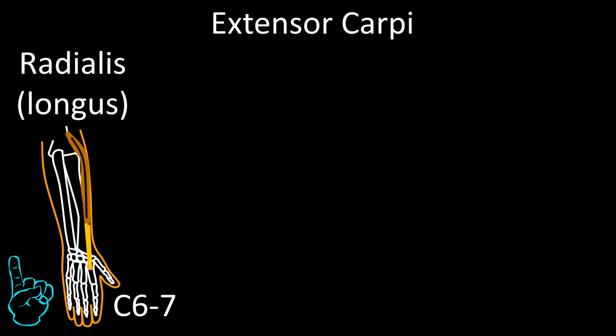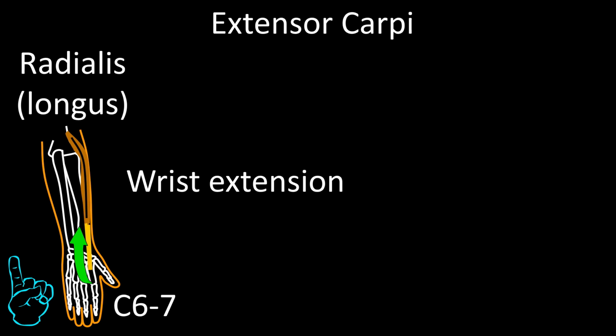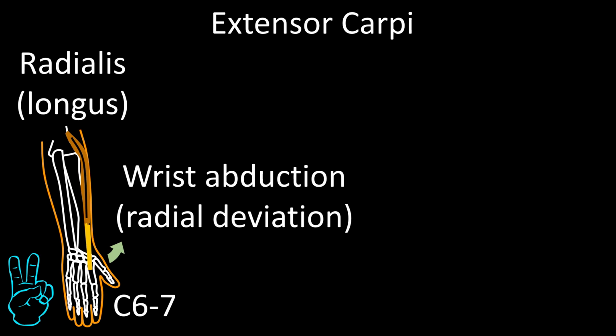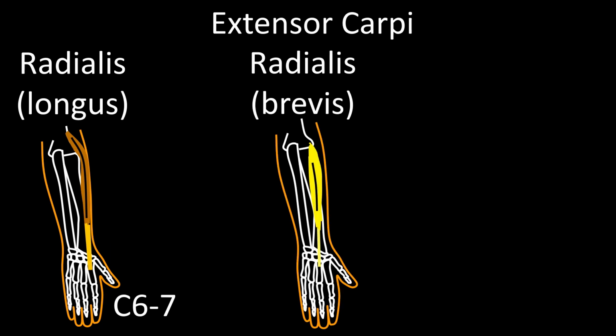The first action is wrist extension. The second action, wrist abduction or hand radial deviation. The second extensor carpi is the extensor carpi radialis brevis, which receives innervation from C6 and C7 spinal cord segments. The extensor carpi radialis brevis has one action, wrist extension.